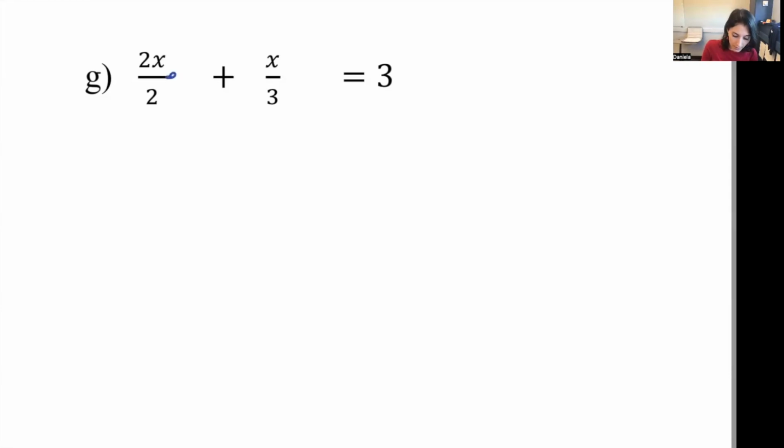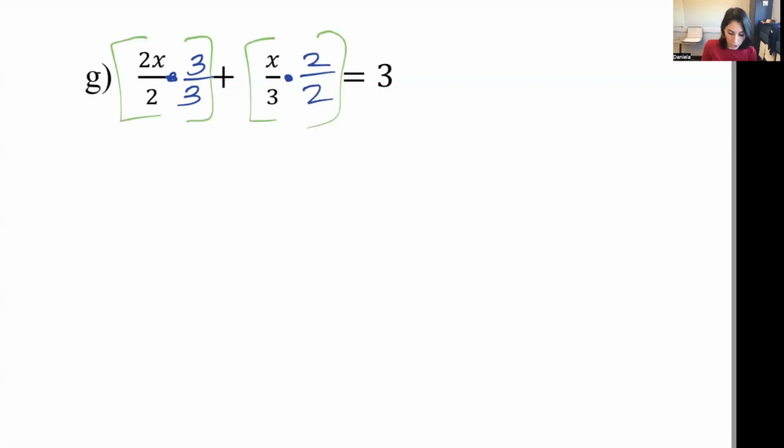So to get to 6, I'd have to multiply, again, be careful, must be top and bottom. So I'm going to multiply that guy by 3's. And for here, I'm going to have to multiply by 2's. Now, again, just make sure you always multiply before you add in PEMDAS, right? And how do you multiply fractions? Straight across, right? So 2x times 3 is 6x. 2 times 3 is 6. Drop down that plus sign, x times 2. I can just rearrange that and write 2x. 3 times 2 is 6.